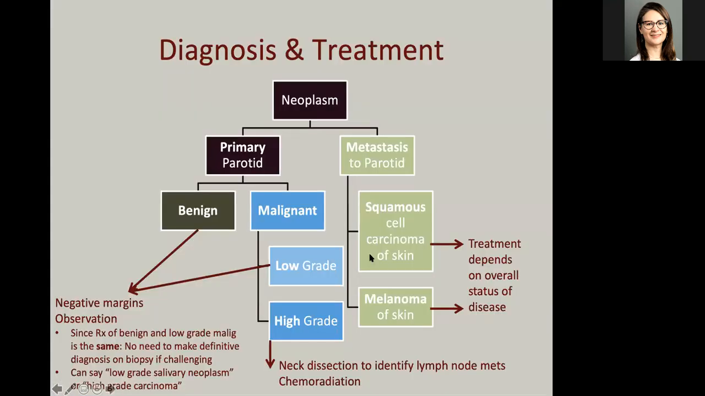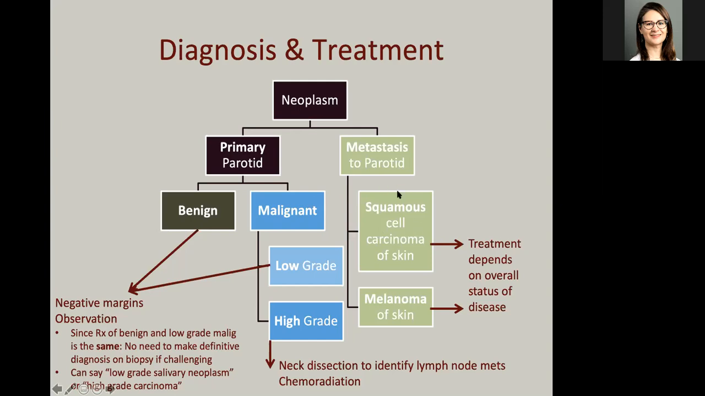Okay. So once we have a salivary gland neoplasm, what are we going to do? We certainly want to determine if it's a primary parotid tumor or a metastasis to the parotid, and that's not always obvious, but it can sometimes be determined.